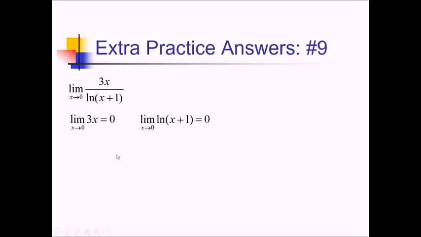But now that we've shown them, using L'Hopital's rule, let's go ahead and take the limit as x approaches 0 of the derivative of both of these. So we've got 3 in the numerator, and in the denominator, we've got 1 over x plus 1. Now, I know I'm not going to get 0 over 0, so I'm just going to plug in 0. So this is going to be 3 over 1. So that all just comes out to 3.